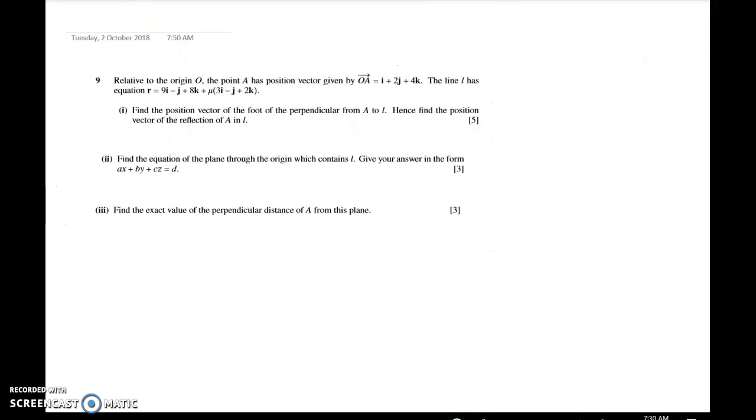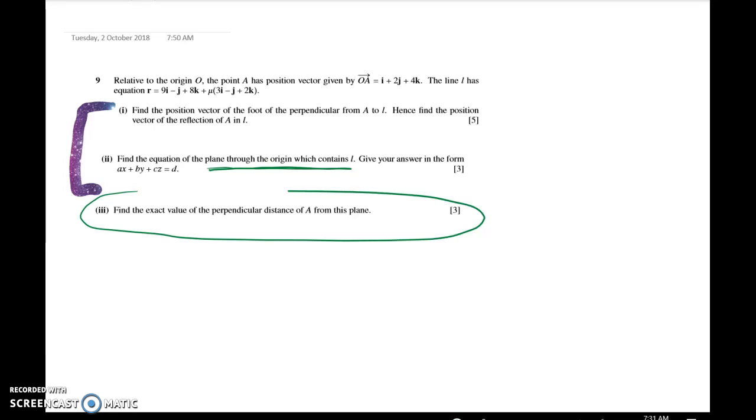So we've already done in parts 1 and 2, these first two parts here. We had to find the position vector of the foot of the perpendicular, and then we had to reflect that. And we had to find the equation of the plane through the origin containing a line. So in the last part, we're asked to find the exact value of the perpendicular distance of A from this plane. So just a really quick recap.